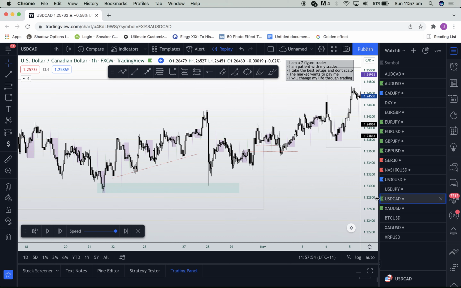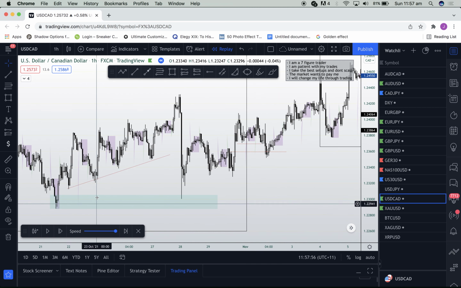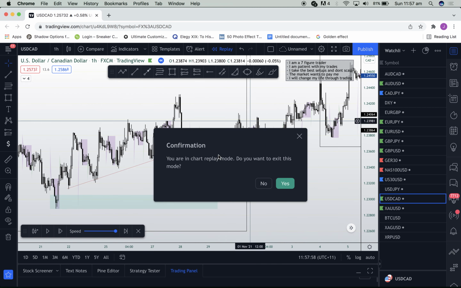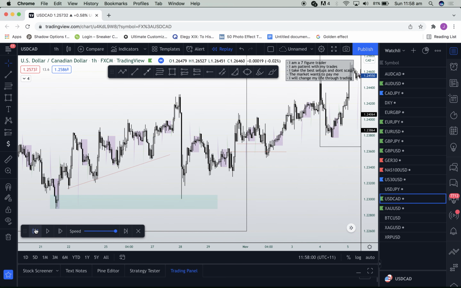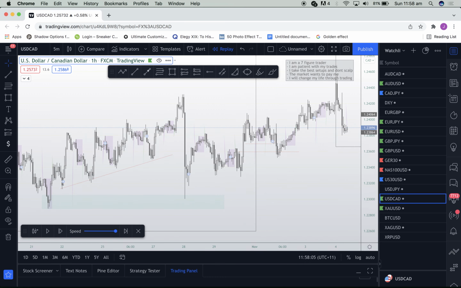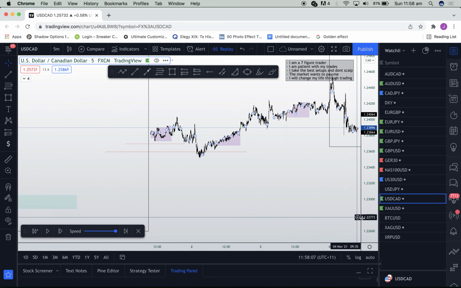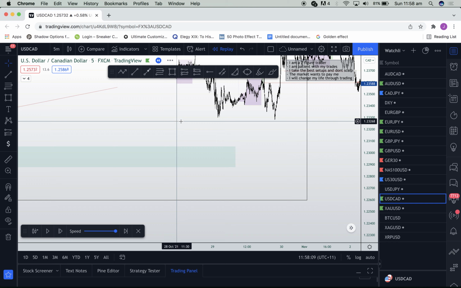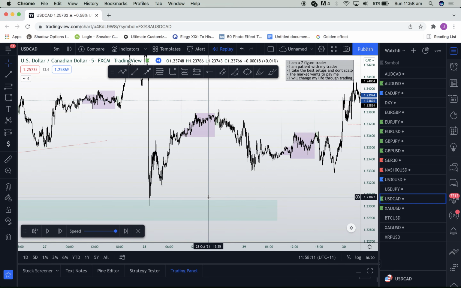Now, how do we do refined? Let's say you don't get that entry, you missed it, right? Let me pull back and show you exactly how you could have taken another entry. Let's go 5 minutes, right? You know the narrative now. You know we're looking for longs because we have this mitigation play here.